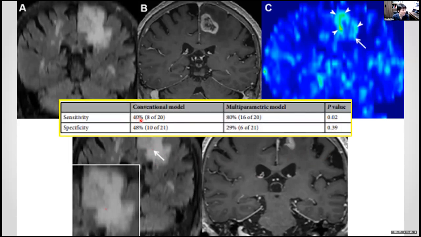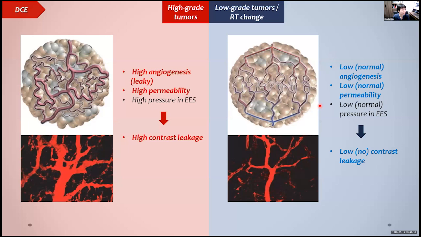And the model actually doubled the sensitivity, but the specificity did not significantly differ between the 2 models. So we found it helpful to include the CBV in the context. And moving on, DCE could also be used in the clinical context to differentiate high-grade tumors from low-grade tumors or radiation change. And the explanation is given in the slide.